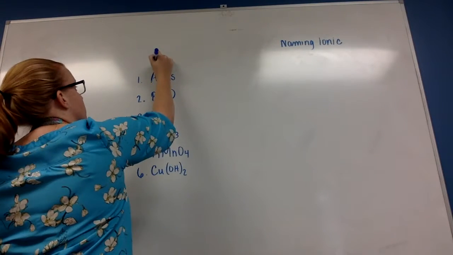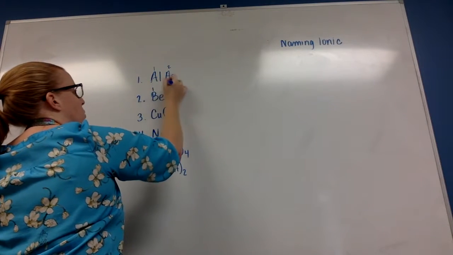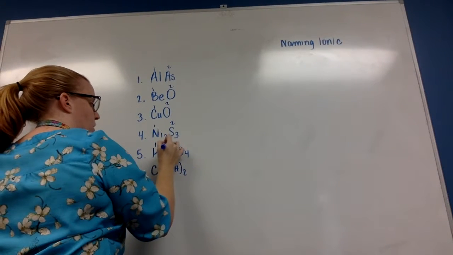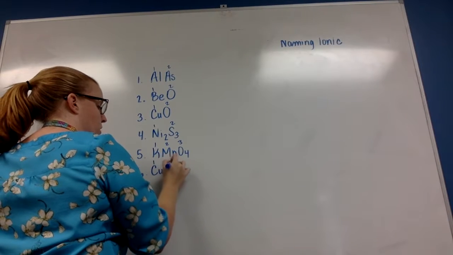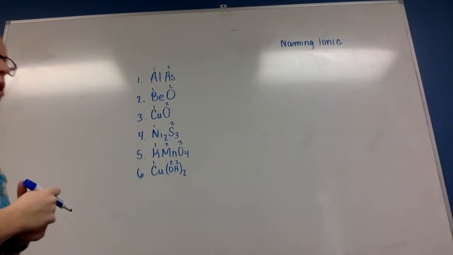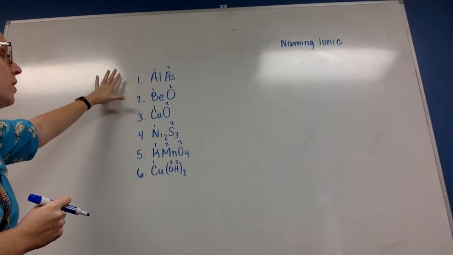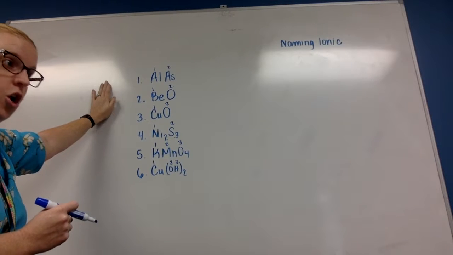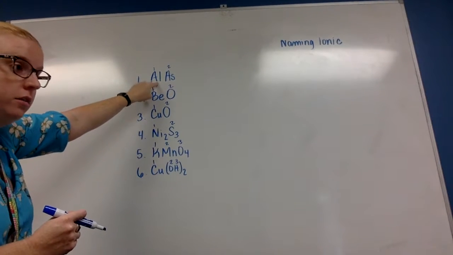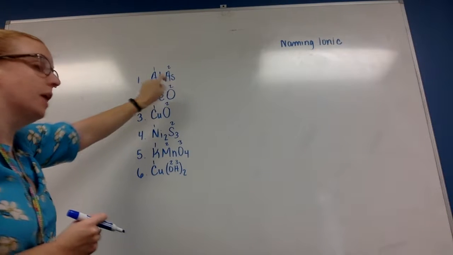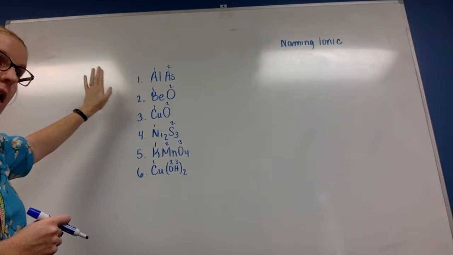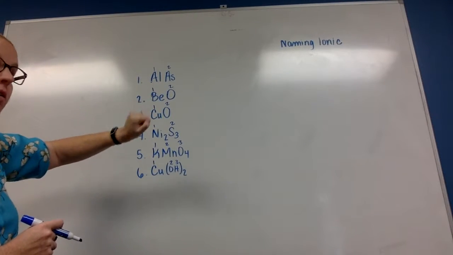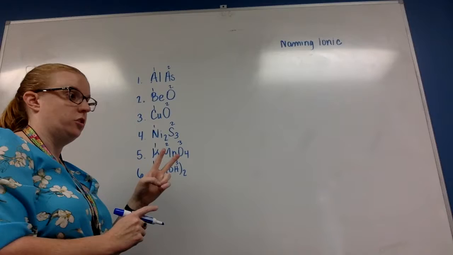So this is 1, 2, 1, 2, 1, 2, 1, 2, 1, 2, 3, 1, 2, 3. With the ionic compounds that only have 2 capital letters, you're going to name the cation, and you're going to name the anion. The cation always goes first, and it's the metal. The anion always goes second, and it's the nonmetal. This is only if they have 2 capital letters.